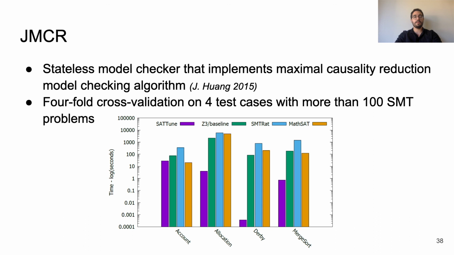The first benchmark is JMCR, which is a stateless model checker that implements the maximal causality reduction algorithm. It uses order constraints to generate new executions. We use 4-fold cross-validation on 4 test cases. In this figure, the y-axis represents time in logarithmic scale, and the x-axis is the name of the test cases. Satune's test results are shown in purple and the baseline is in green. In this figure, lower is better, and as you can see, Satune was faster than the baseline in all the test cases.